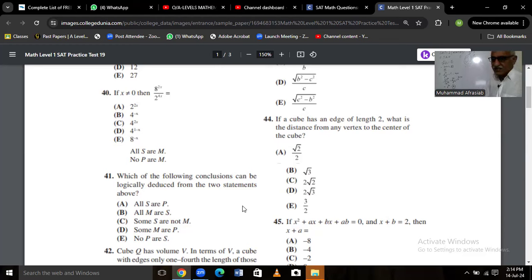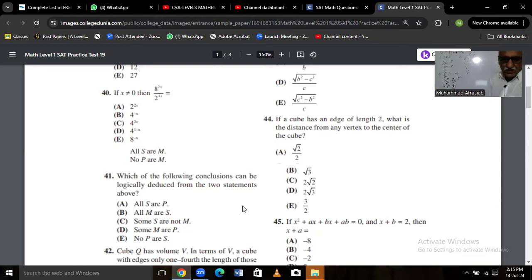All M are S. All M are in S is not correct. All S are in M, but M is not in S. Some S are not M. That is not true because all S are in M. Some M are P. M is not in P, so that is not correct. There is no intersection between M and P.